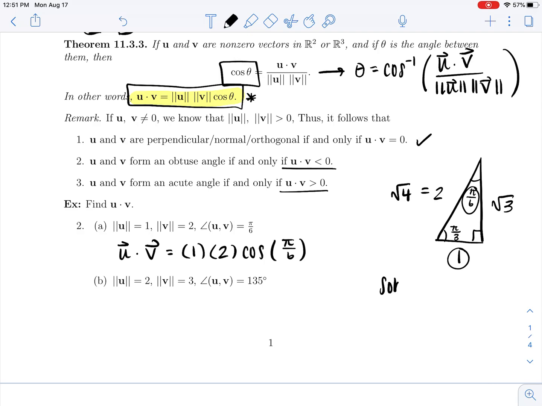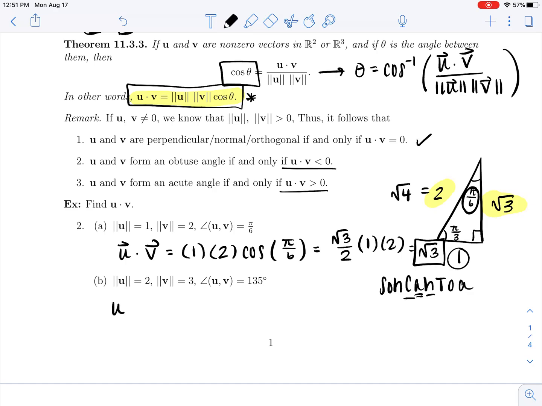And then using SOHCAHTOA, we know that cosine of pi over 6 is opposite over hypotenuse. So I'm looking at the angle pi over 6 here. Sorry, did I say opposite? Adjacent over hypotenuse. And so the adjacent leg is square root of 3, and the hypotenuse is 2. So from that, what we have is the square root of 3 over 2. But remember, this is times 1 times 2. And so in the end here, our answer is square root of 3. And I'll box that in to kind of call your attention to it.